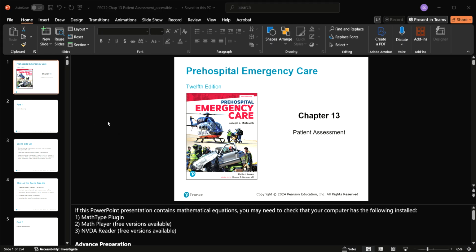Airway adjuncts. We just talked about some of these. Abdominal thrusts, if they are possibly choking. And positioning. Positioning is going to be very similar to what we talked about before: head tilt, chin lift, jaw thrust, or maybe just sitting them up. Maybe that's going to be more helpful for them.